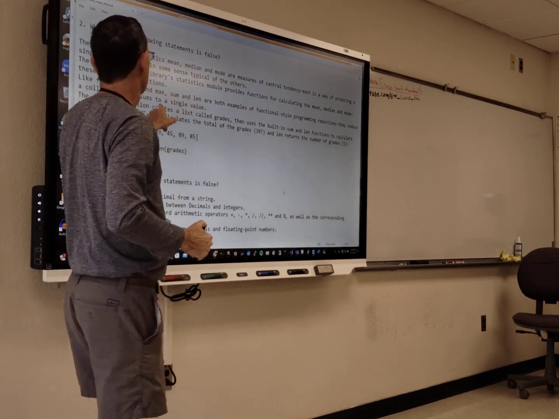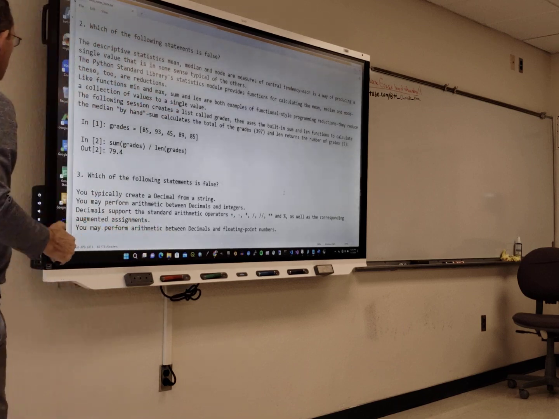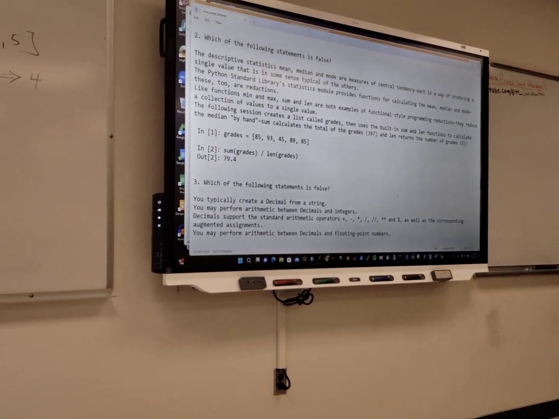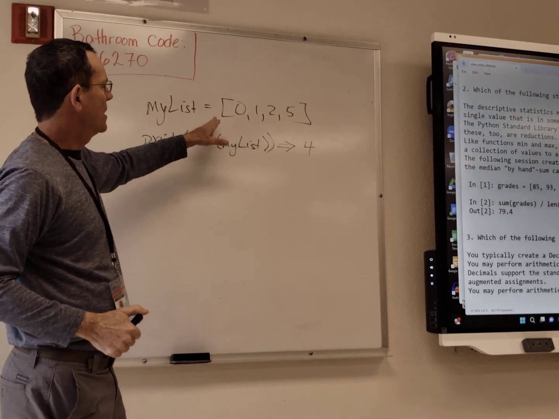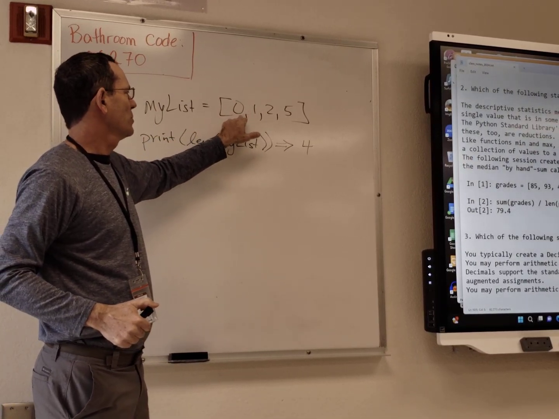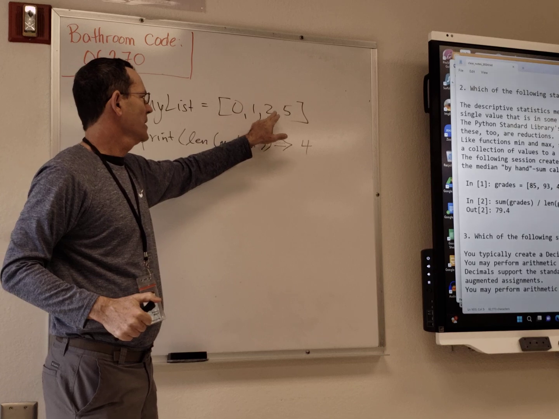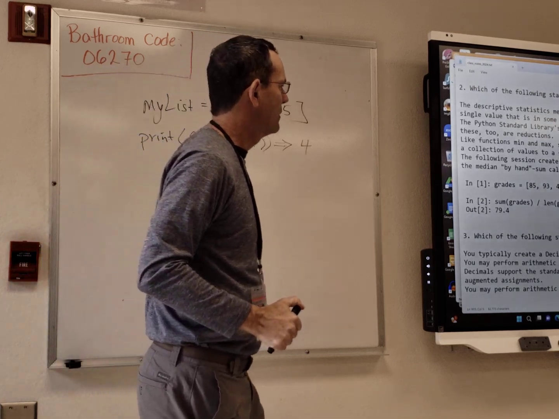Sum adds them up. Min and max gets the min and the max. So the min would be 0. The max would be 5. And the sum would add all these up. So 0 plus 1 is 1, and 2 and 3, and 5 is 8. So that'd be 8. That was the sum.